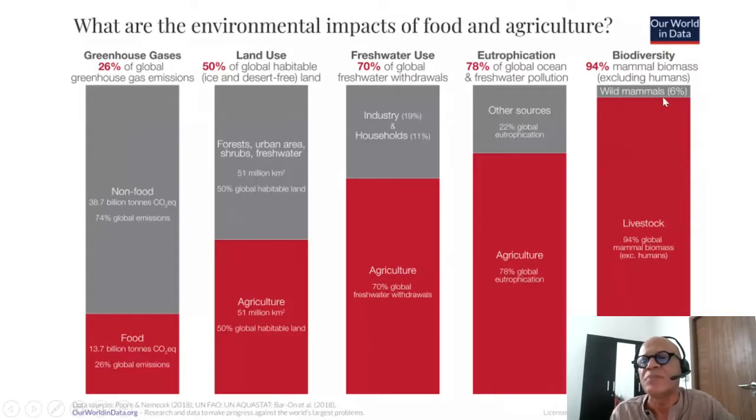So here, biodiversity loss: livestock is 94% of the global mammal biomass excluding humans. So this is not directly the nitrogen cycle, but the nitrogen cycle is very much a part of driving this massive food and agricultural business. That's the main point we would want to make.